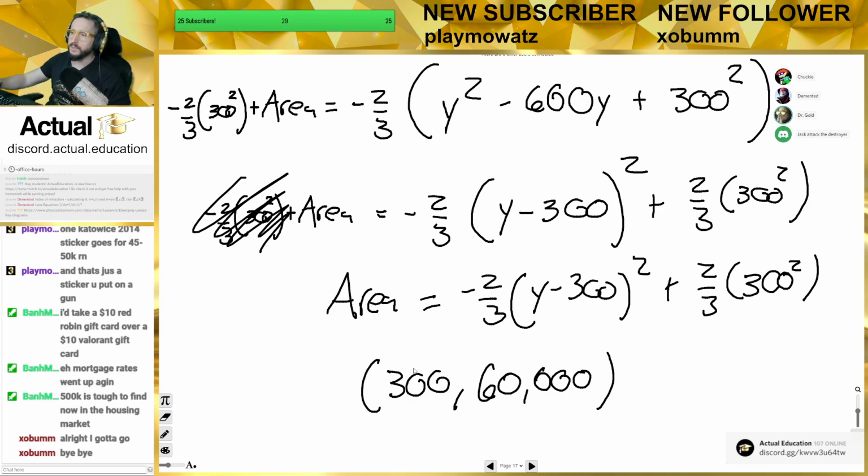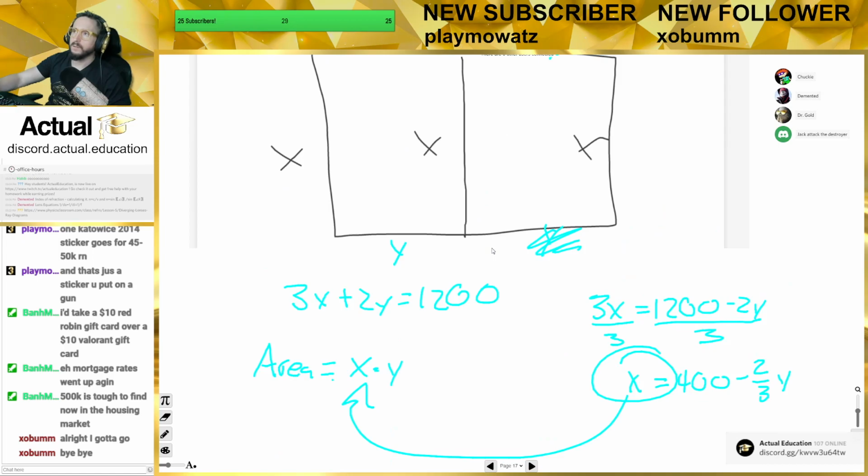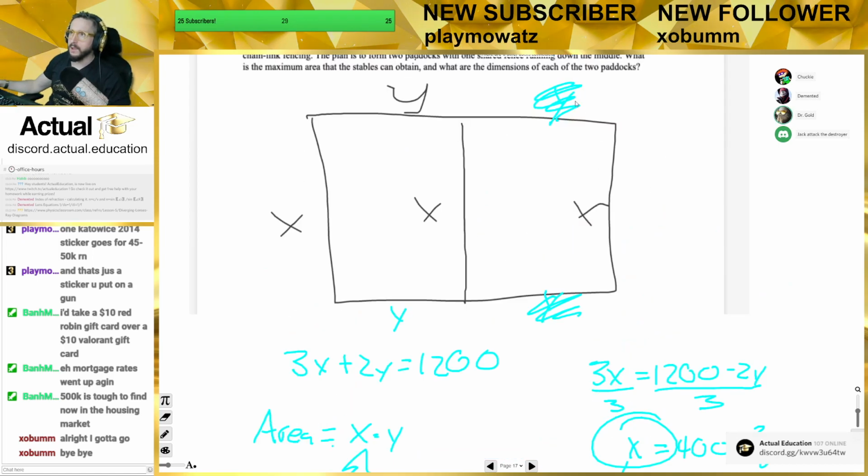So this is what the dimension needs to be. This whole thing right here needs to be 300, right? And then you can use this equation to figure out what the x needs to be. So I know 3x plus 600 has to equal 1200. That tells me right away that x is equal to 200.